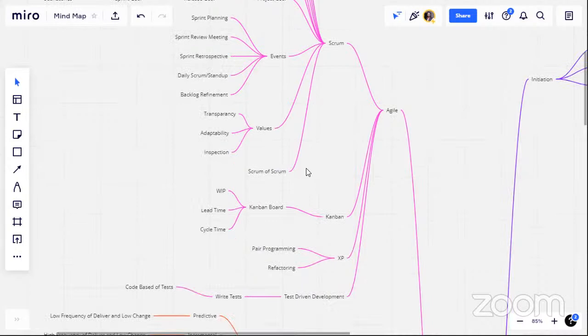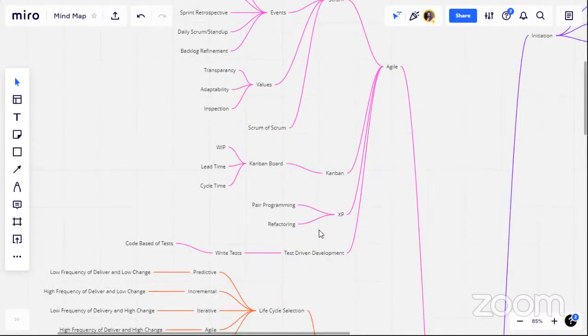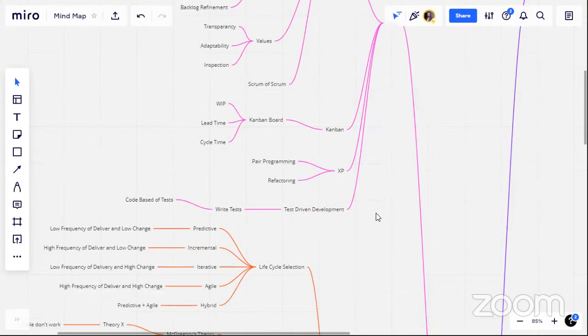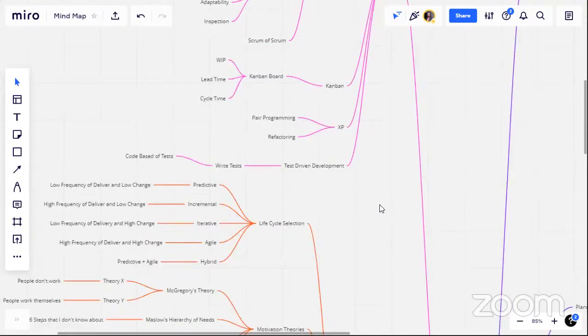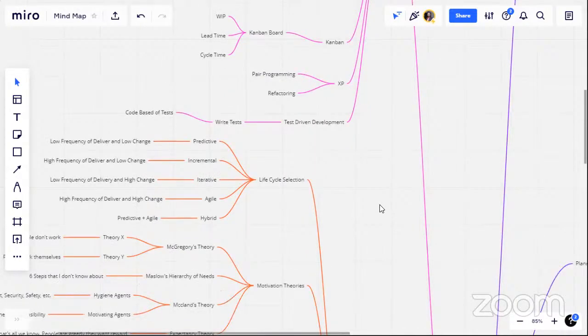Then in Agile, we also have Kanban. Kanban consists of Kanban board, work in progress, lead time, cycle time. Then we also have extreme programming, in which we have pair programming and refactoring. We also have test-driven development, like write test and code for the test.